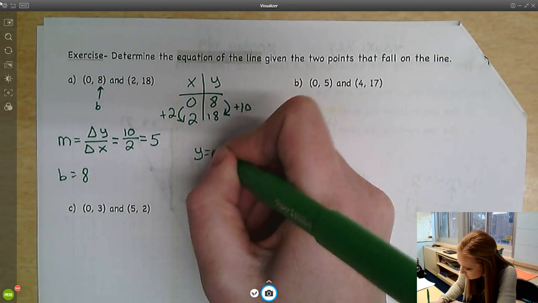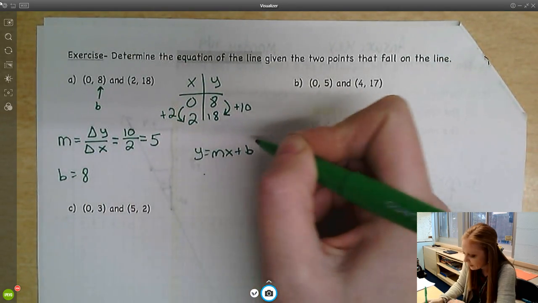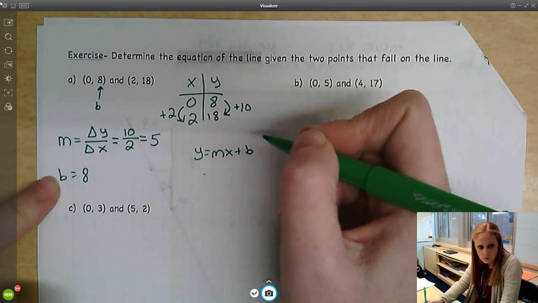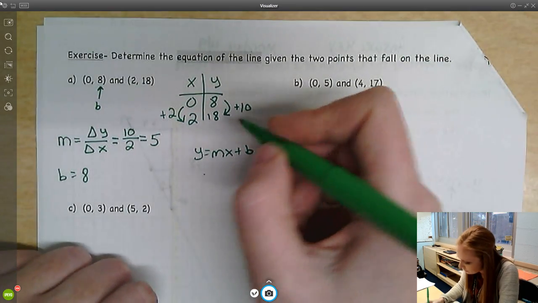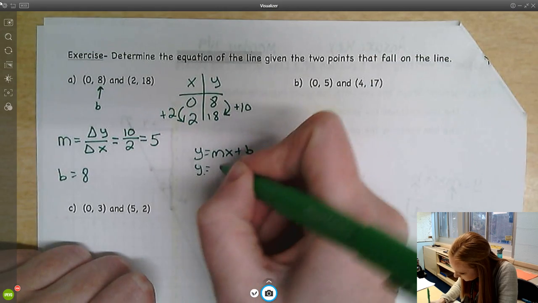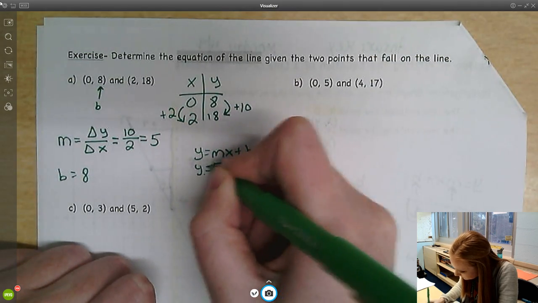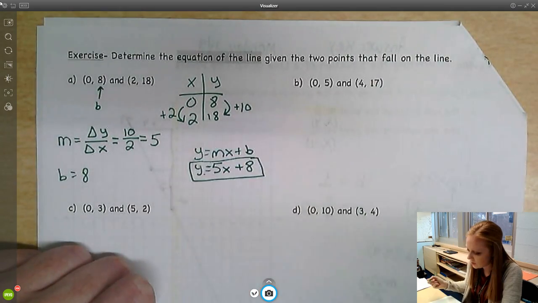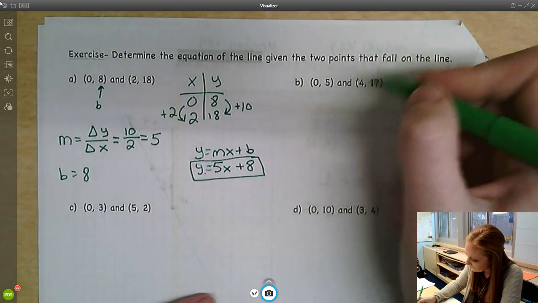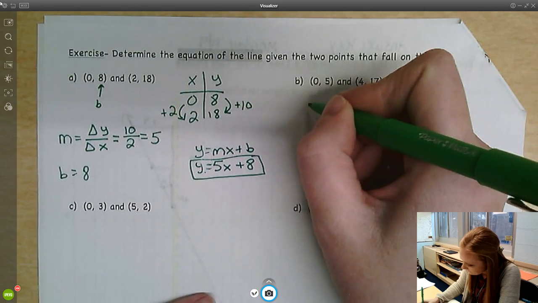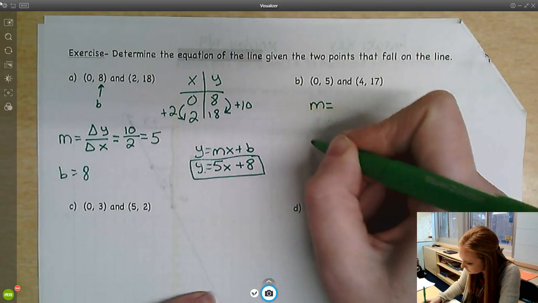Let's plug them into our equation and be good. Right? Step 1, find the slope. Step 2, find the y-intercept. Step 3, plug in the m and the b. Plug in the 5 for m. Plug in the 8 for b. And we're done.